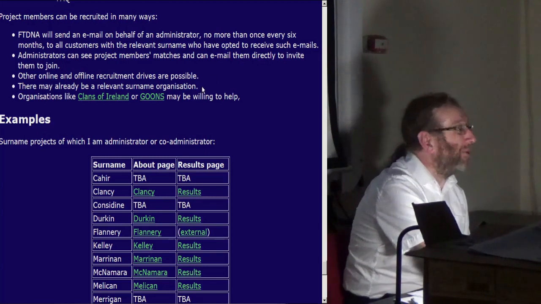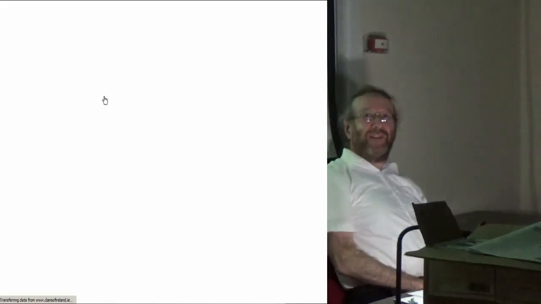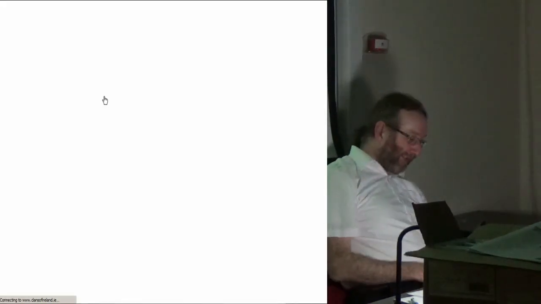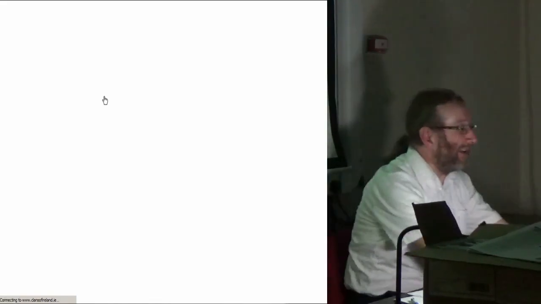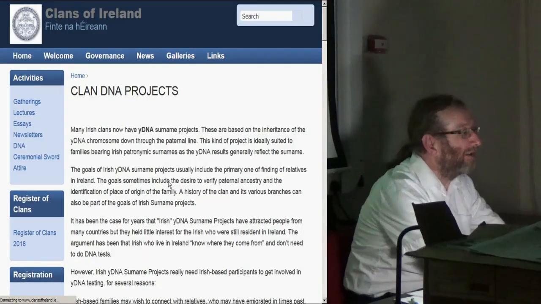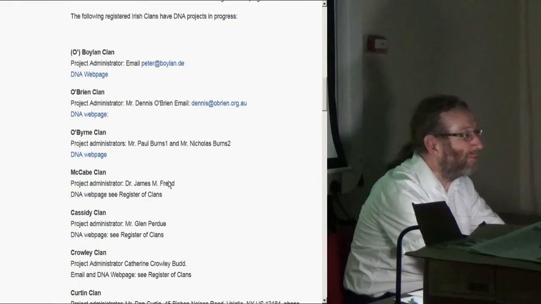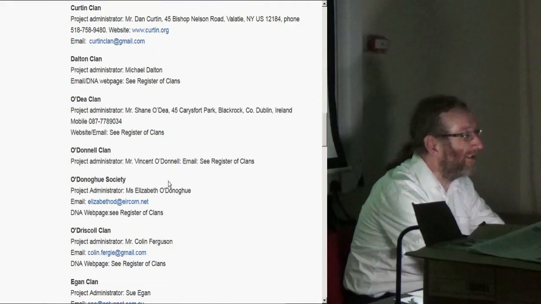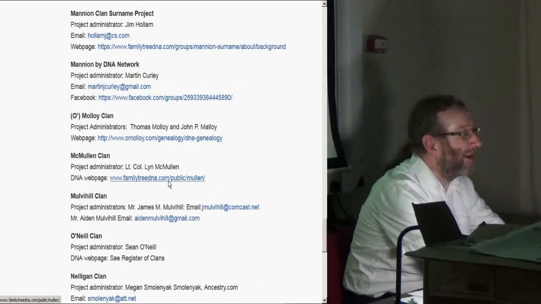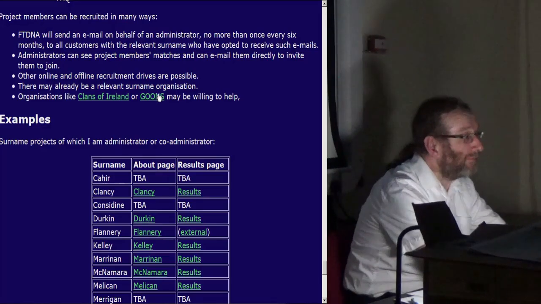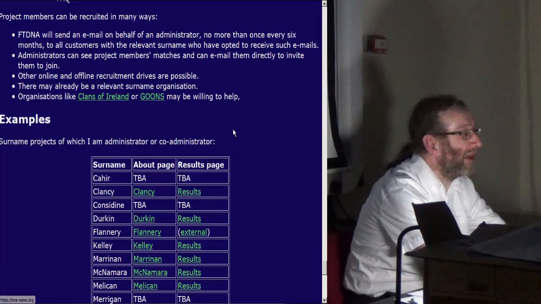There may be a surname organisation already. Clans of Ireland keeps a list of clans who run DNA projects, and you could ask them to put up your new project in that list. There's projects for O'Boylan, Bryan, Byrne, McCabe, Cassidy, Crowley. And if your surname isn't in there, join Clans of Ireland and ask them to add you to that list. Guild of One-Name Studies may help.